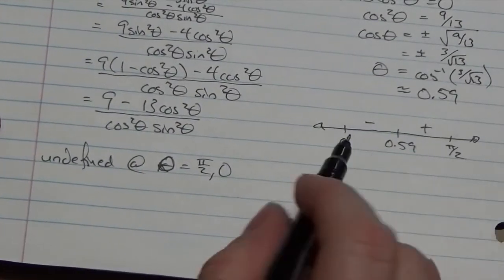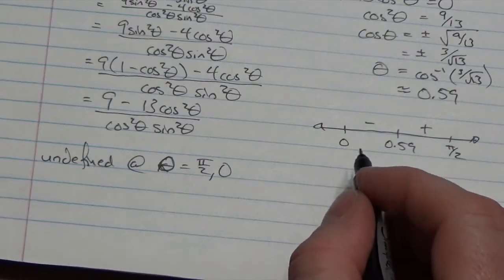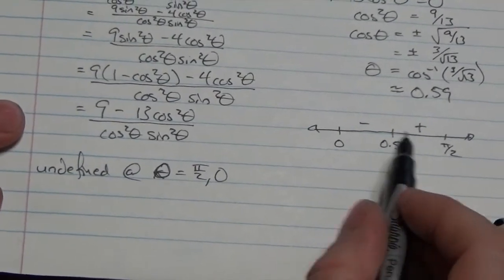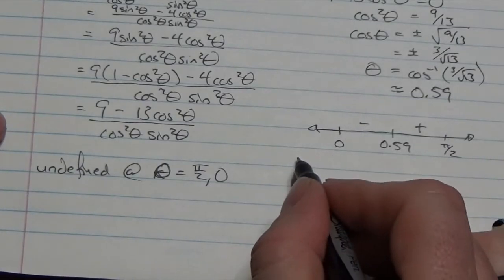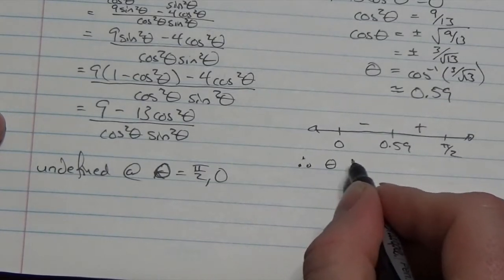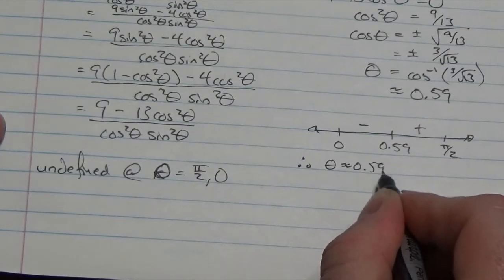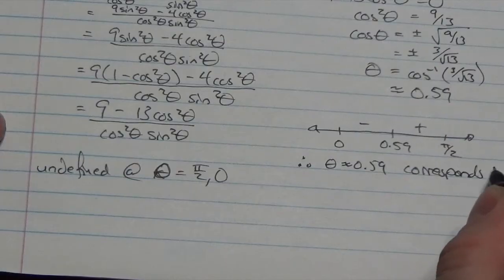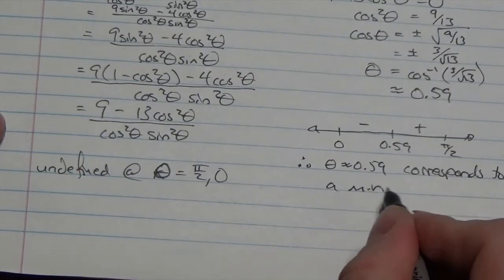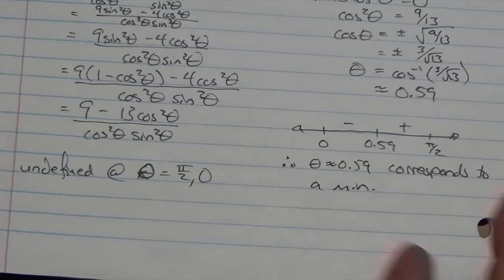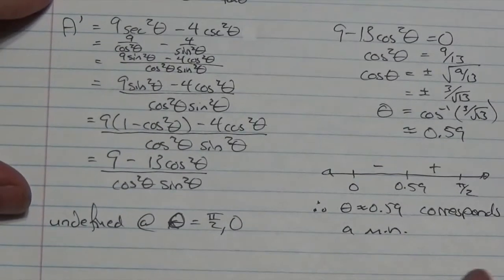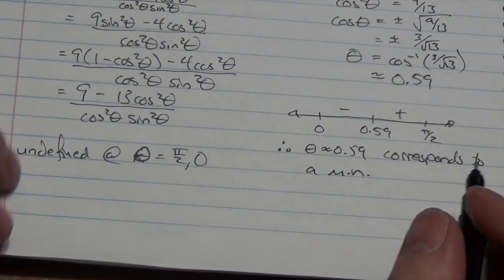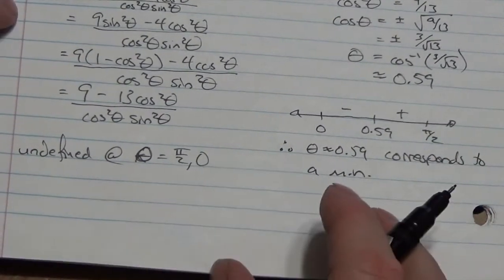So what we know here is that the function is decreasing on this interval and increasing on this interval, which makes this 0.59 therefore, theta approximately equal to 0.59 corresponds to a minimum. Minimum what? Well, because it was area that we took the derivative of, it's going to correspond to a minimum area here.